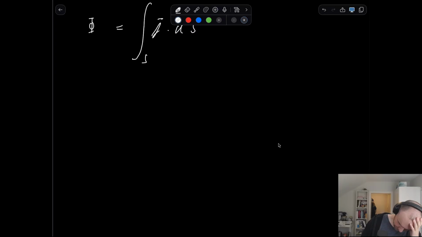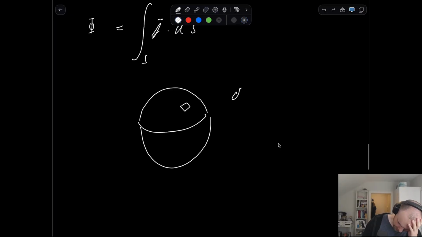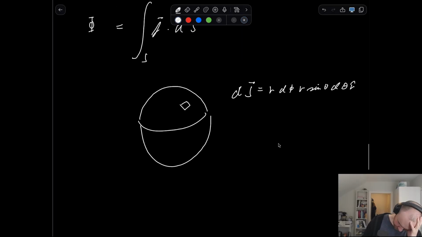If you have a sphere, you just need to model a little piece of that sphere, which is pretty easy. So dS as a vector, we still have that bottom one, so it's still r d phi, but now we need to compensate for that dz. You do that by r sine theta, and the coordinate is in terms of theta, so d theta, in the direction r hat. Perfect.